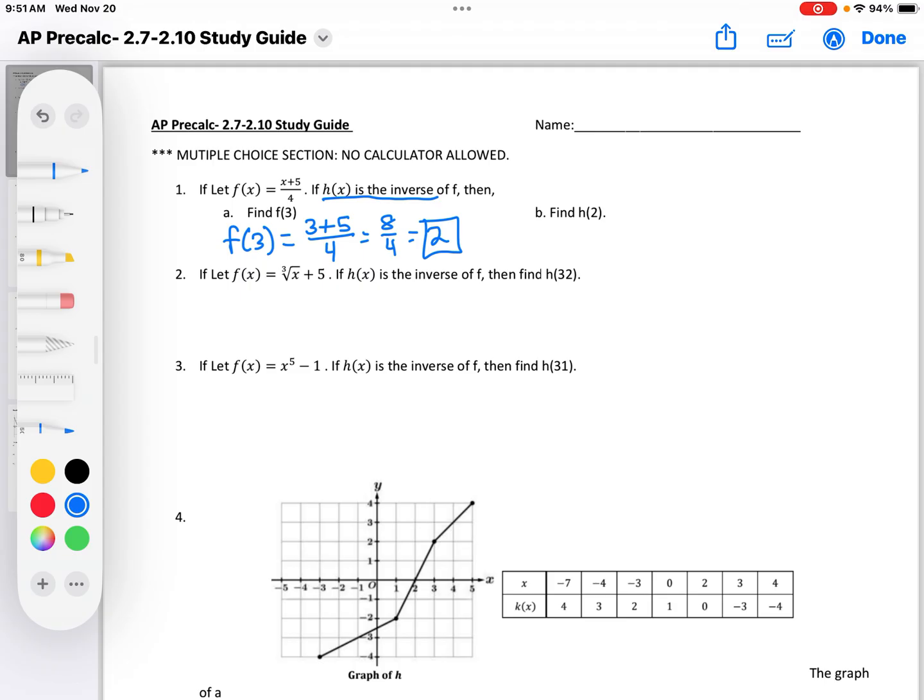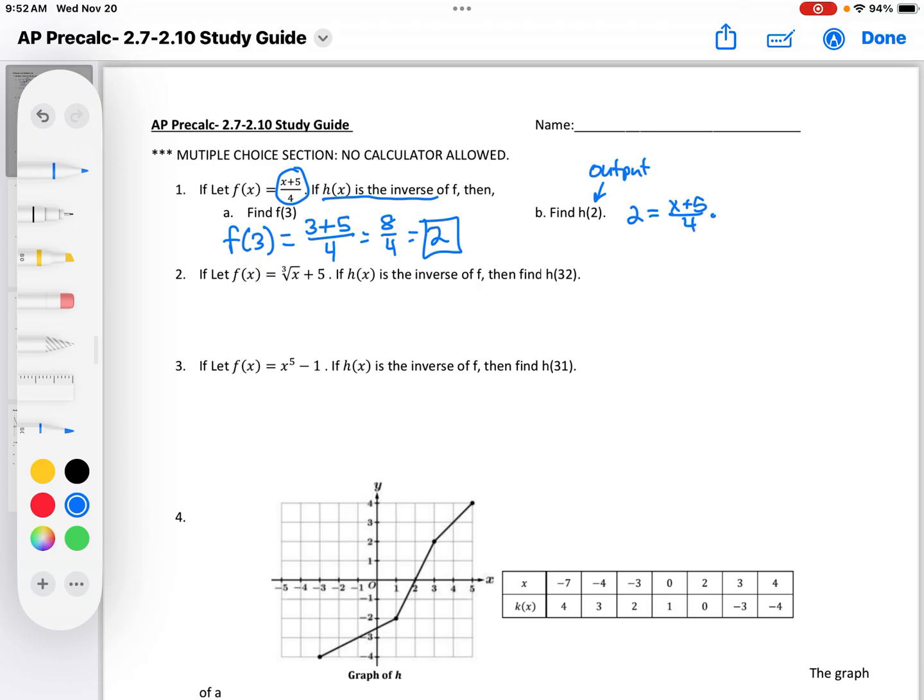You can either first find your h of x function and then plug in 2 to that, or we can realize that the function just reverses the input and output. So since h is the inverse, that means we need an output of 2. So we can just take our original function f of x and set it equal to 2. And so that's what I'm going to do here. Whoops, it's (x plus 5) over 4.